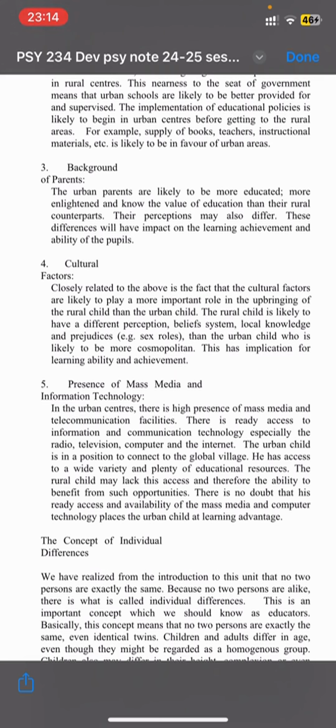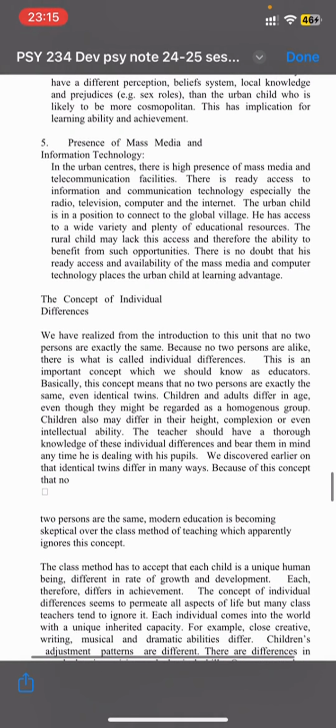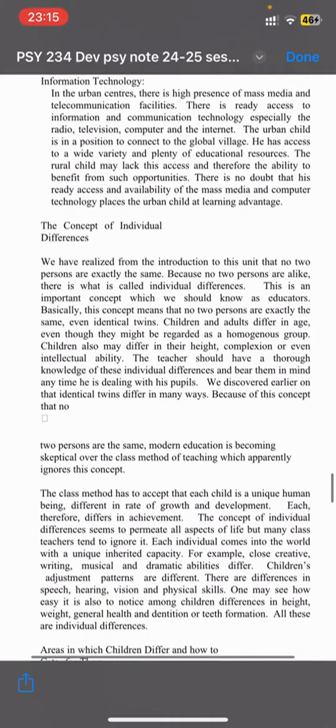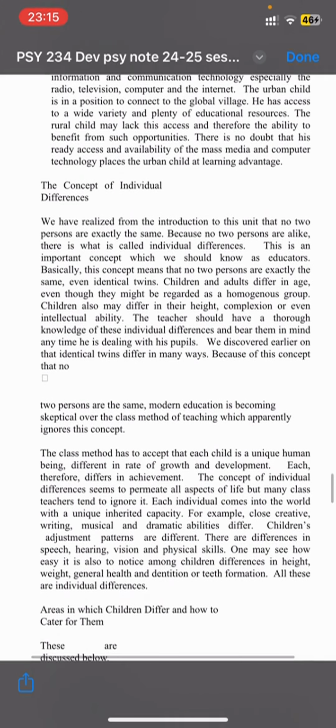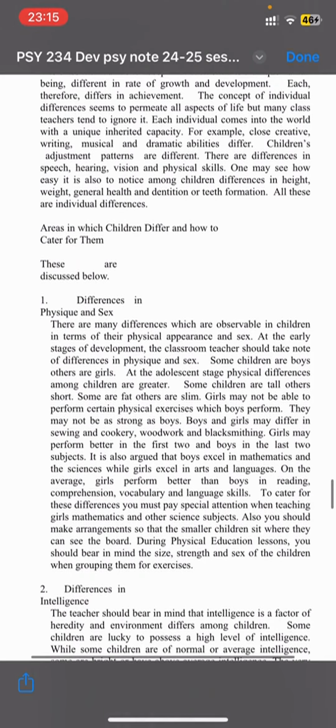So, presence of mass media and information. So the child in the urban place is more exposed to mass media. The concept of individual differences. So this part is basically talking about, all this note is talking about, everybody's different, even twins are different, and teachers should know how to cater for these differences in children.